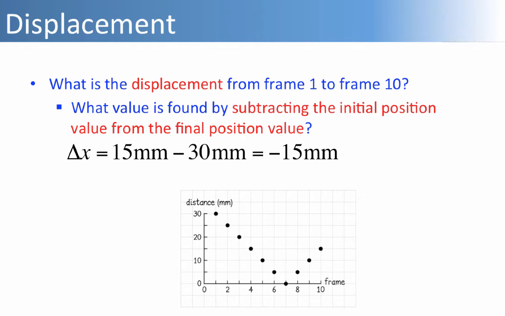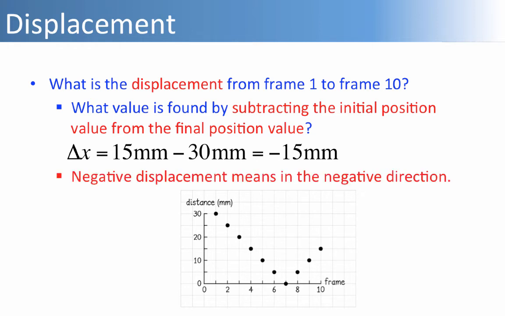So let's write it all out. The displacement is the final position value, which is 15 millimeters, minus the initial position value, which is 30 millimeters, and that's equal to minus 15 millimeters. So the displacement in this case is minus 15 millimeters. We see that this is negative, and a negative displacement means that the object was moving in the negative direction, or that at some point it was moving in the negative direction. Get back to that.